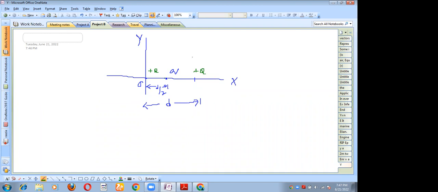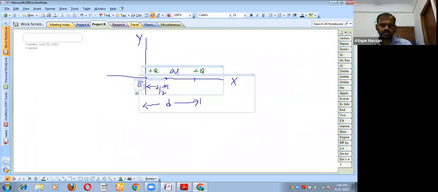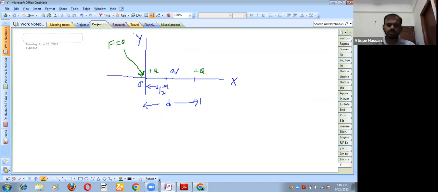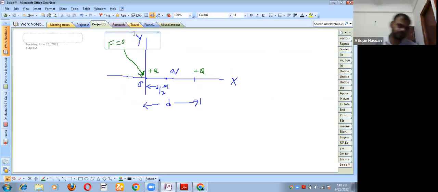Yes, sir. So the question says that the force on the plus q charge at the origin is 0. It means the force acting on this charge placed at the origin is 0. Got it? Then we have to find the value of small q. What is the value of small q? First let us see how the force on the charge placed at the origin can be 0.